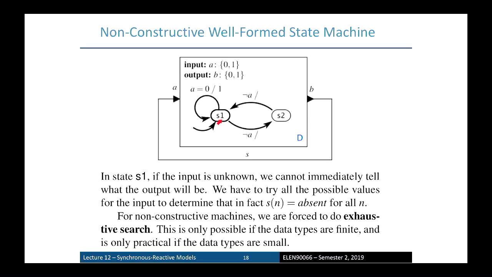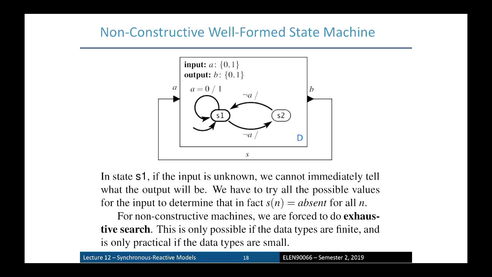So the signal in being absent is the only fixed point for S1. This is a non-constructive machine, which is still well-formed, but it means you have to do an exhaustive search. And it's only really possible if the data types of these things are finite sets like this. It's only practical if the data types are small, because if the machine's complex and you've got inputs that can range over big values, you have to exhaustively check every one of them. It's a pain.